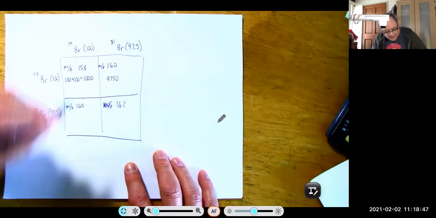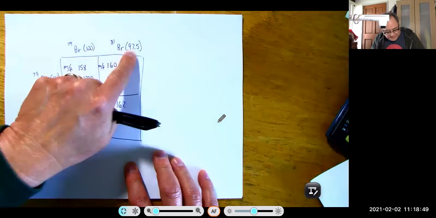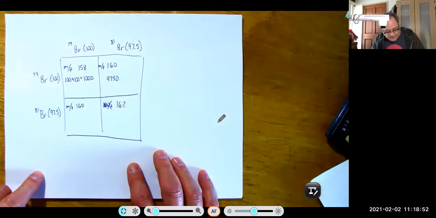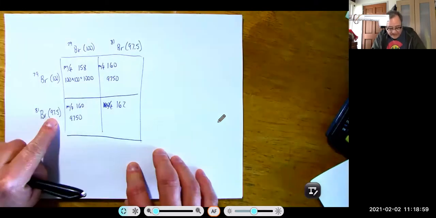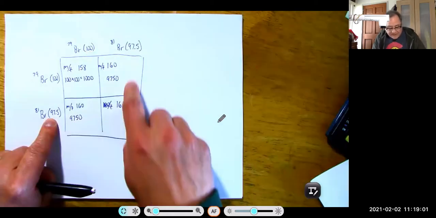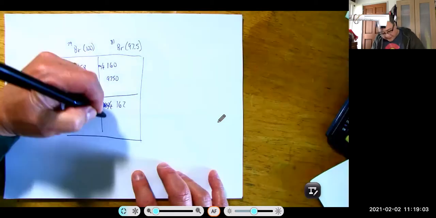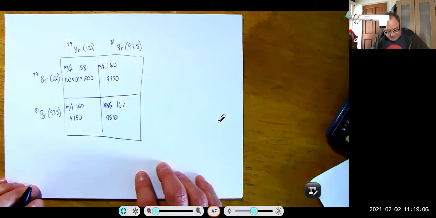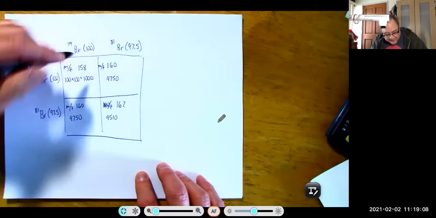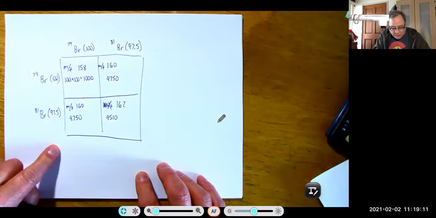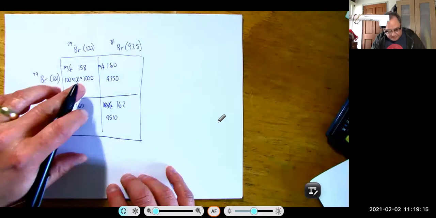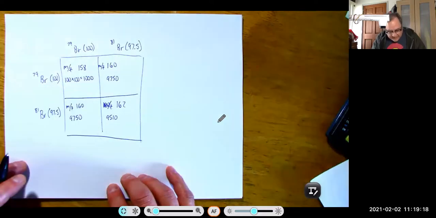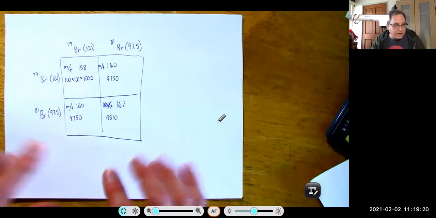9750. 100 times 97.5. Okay. And this one's going to be 9750, 97 times 100. And this one's going to be 97.5 times 97.5, which is like 9510. So this is kind of like the relative intensity of each of these, but we really don't want to do that. We want to figure out which one of these is going to be 100, if you will.